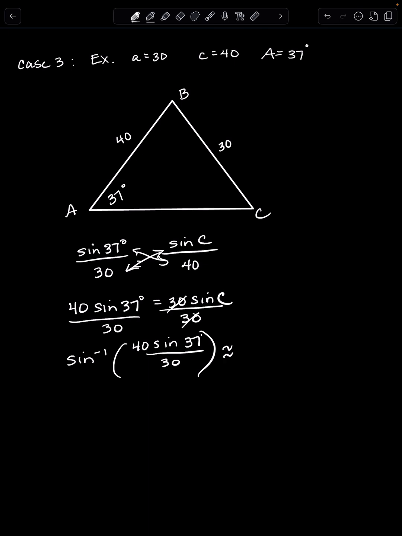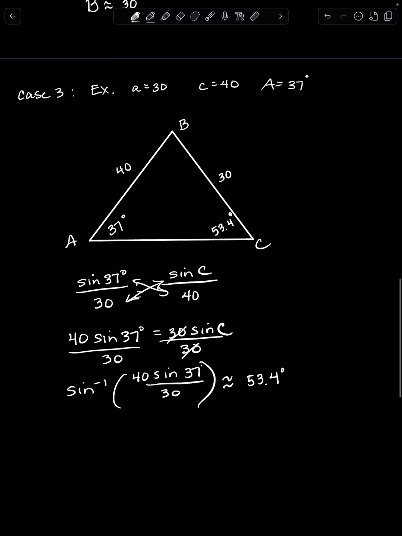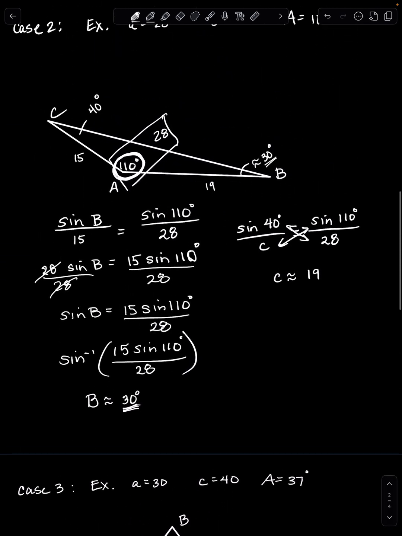I see that angle C is about 53.4 degrees. All right, so here's where the ambiguity comes in. This is what I was talking about when we just did one triangle. Remember in this triangle up here, we had an obtuse angle, so I knew that this angle had to be acute.